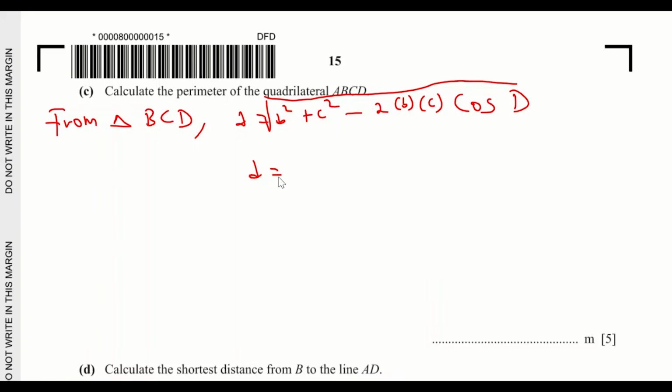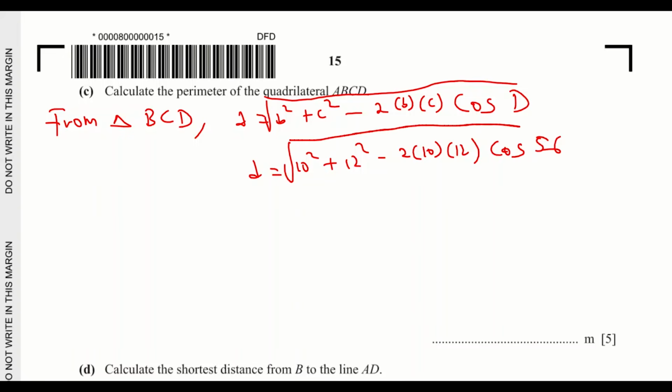Then d will be equal to, so I can substitute the values there. It will be equal to 10 squared plus 12 squared minus 2 into 10 into 12, then cos of the angle, which is 56 degrees. So you can easily input this into your calculator straight away, and you get the value of d to be 10.4782. So that's the value of your d, which is the same as the line BC. Good.